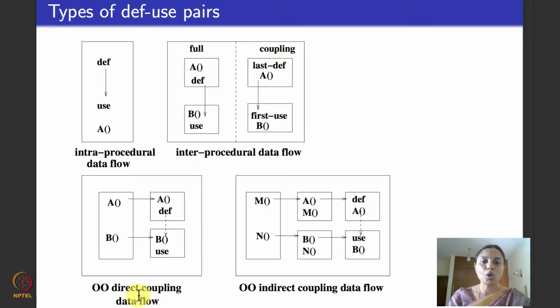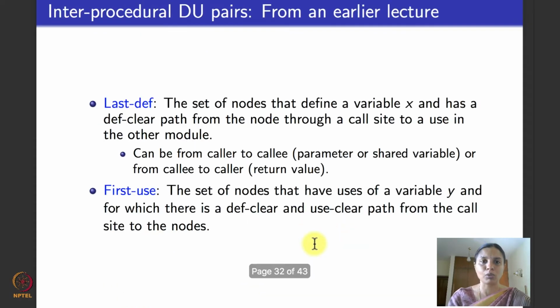Now, when it comes to object-oriented data flow, what we're talking about is instances of these A and B and definitions occurring in the instance of A and in instance of B. This is direct object-oriented coupling. In indirect object-oriented coupling, what happens? There is a method M, there is another method N, there is a method A that uses M, there is a method B that uses N, and the definition and use happens in A and B for M and N. So we'll see examples where this becomes a little more clear.